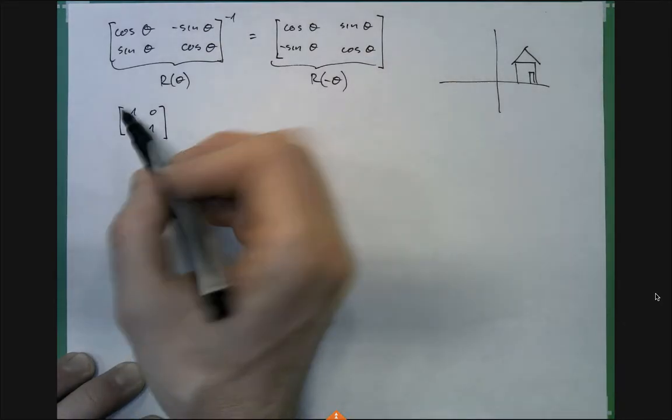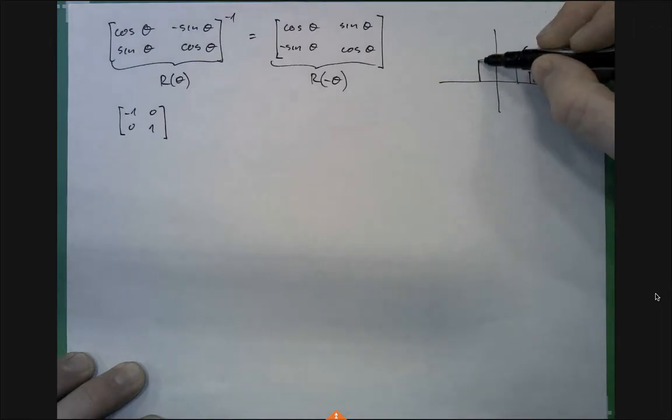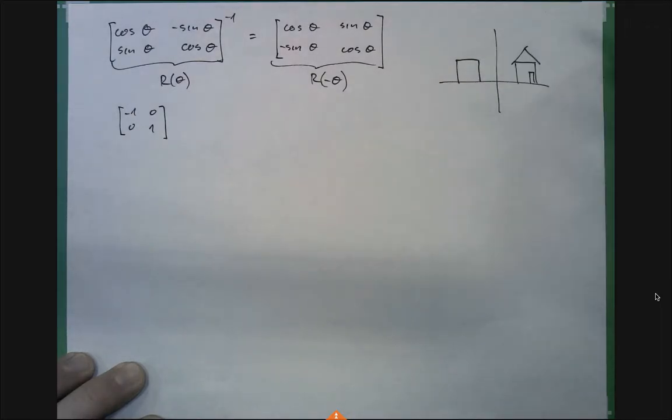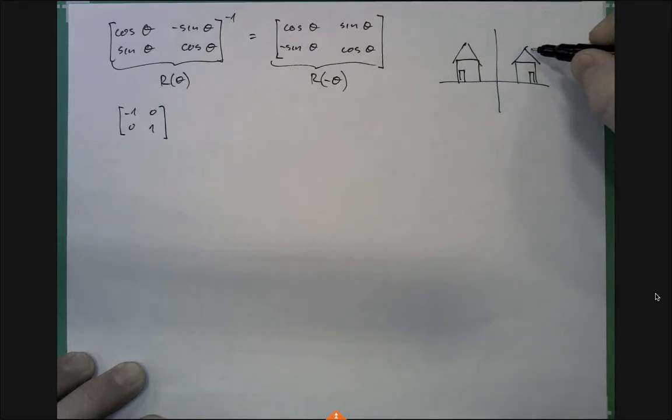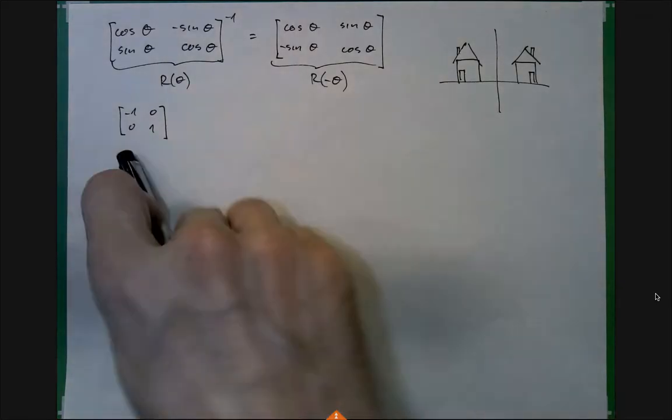So x gets mapped to -x. So this house, the door is important here. The door will get mapped here. I guess I could do a chimney. So there's a chimney. So you can see it's mirrored, right? That's what this transformation does.